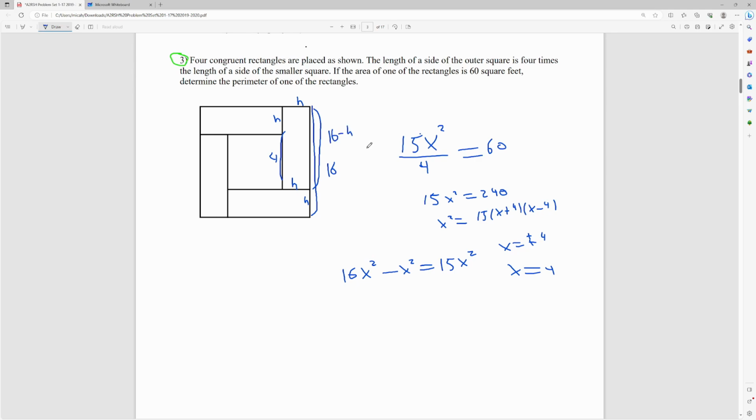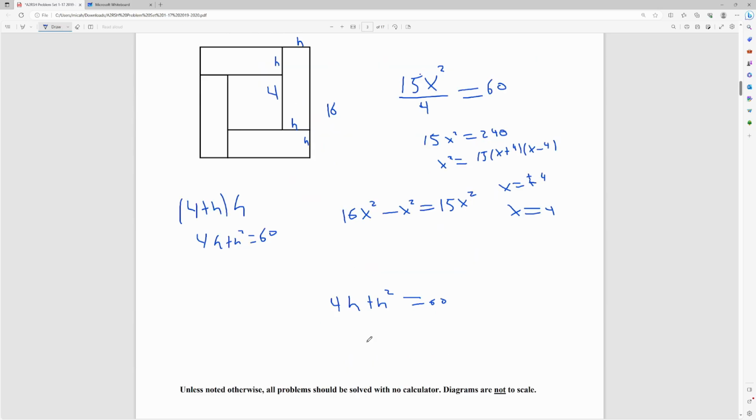And remember that the area is 60 square feet. So let's solve for the area, and then we can solve for the perimeter. So 4 plus h times h equals 60. So we get 4h plus h squared equals 60. So subtracting 60 from both sides, we get h squared plus 4h minus 60 equals 0. And so this becomes h minus 6 times h plus 10.